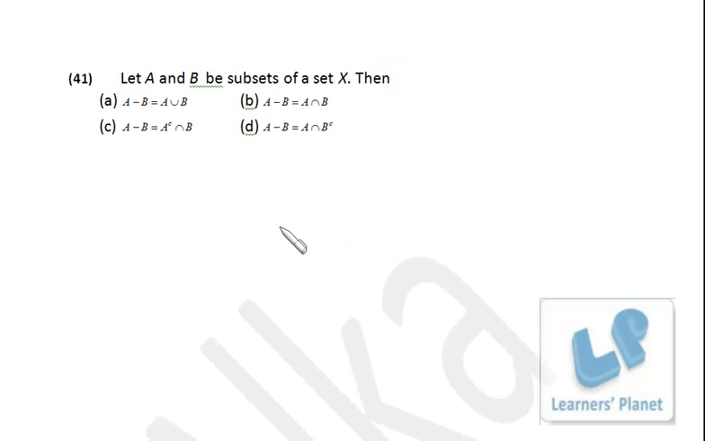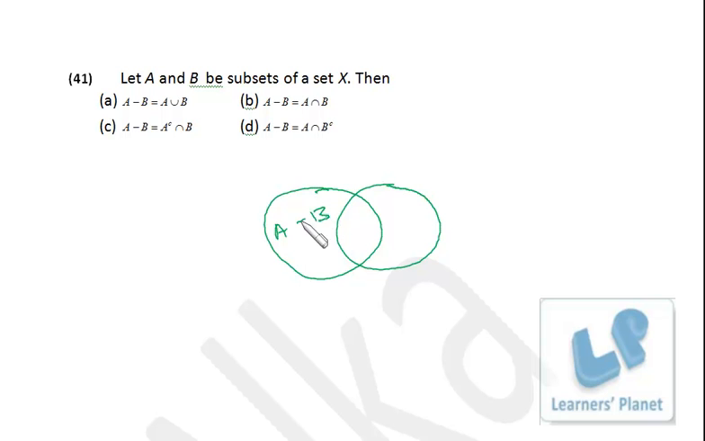A and B be subsets of set X, then A minus B is equal to A union B, A minus B is equal to A intersection B, A minus B is equal to A complement intersection B, and A minus B is equal to, precisely we have to find out A minus B. So I draw two circles, that's A minus B.